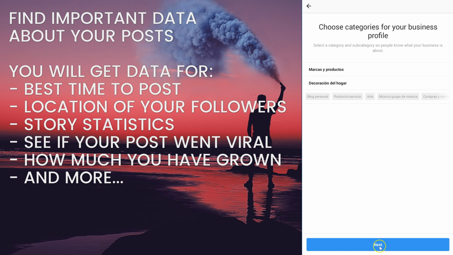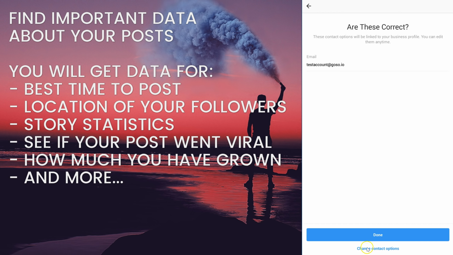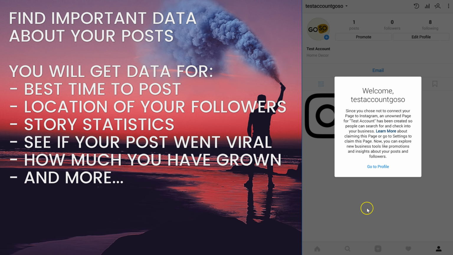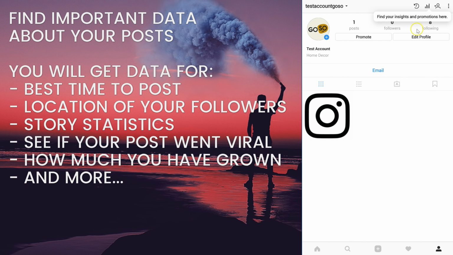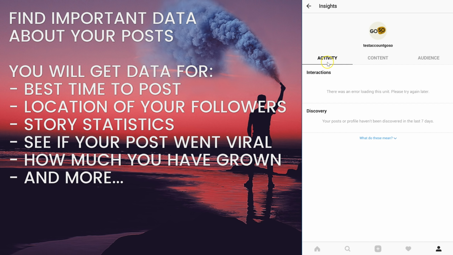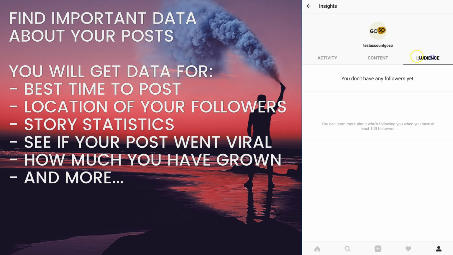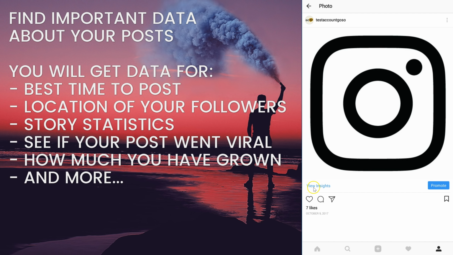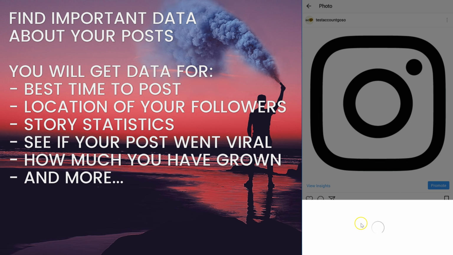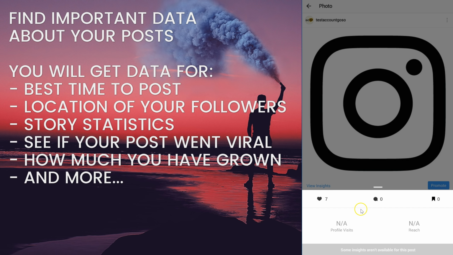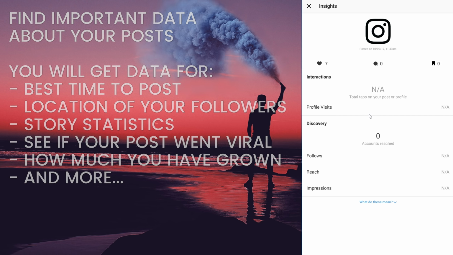Once you've selected your main category, click on next again. It's going to ask you if the email is correct. Click done. And then it will take you down to your home screen and it will actually welcome you to using the services. So go to profile, and you see here at the top, we have new insights data. So from now on, any posts that you make, you'll be able to track. You're going to see how many followers you get. It's going to be blank to start with. It's going to give you interaction, discovery, content, and audience. And when you click on photos, you're going to be able to click on the view insights. As this is an old picture, it will not work, so it'll only work with new photos.